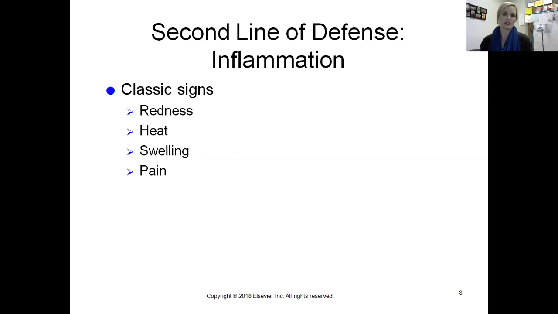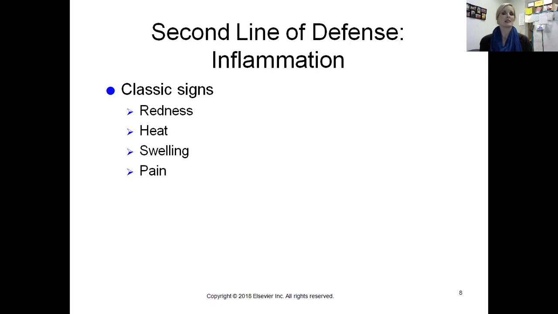Also part of the second line of defense is our inflammatory response. I think we may have brought this up in our blood chapter as well. In the event of any type of injury to our skin, we sometimes see these classic signs of inflammation. We see redness, heat, swelling, and pain. That's what inflammation is. And that may be because we have maybe gotten a splinter, or a cut of some sort, any type of injury to our skin. We sometimes see this because blood is going to rush to that site to try and fight off anything that may have made its way in.